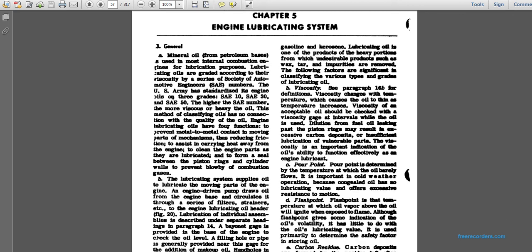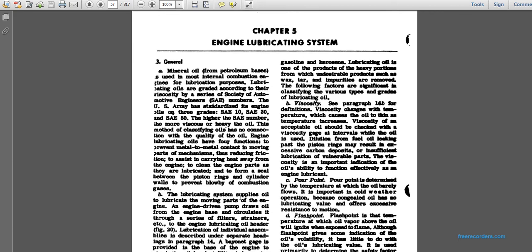Lubrication supplies all the moving parts of the engine. The engine-driven pump draws oil from the engine base, which circulates through a series of filter strainers into the engine lubrication oil header. The lubrication of individual assemblies is directed under separate headings of paragraph 14.